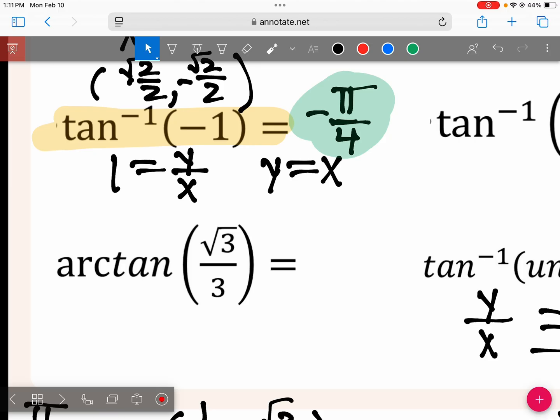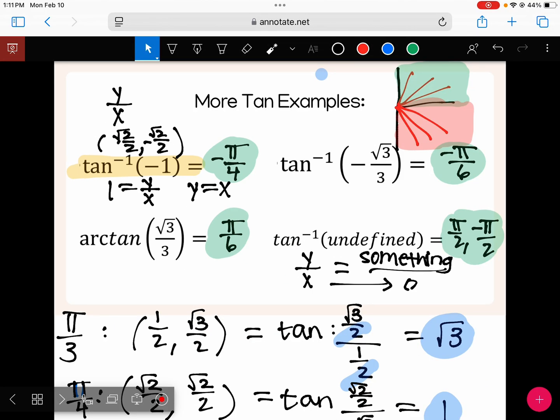What does the arctan mean? It's the same thing. So if I have a root 3 over 3, where am I at? Ta-da! Easy as that.